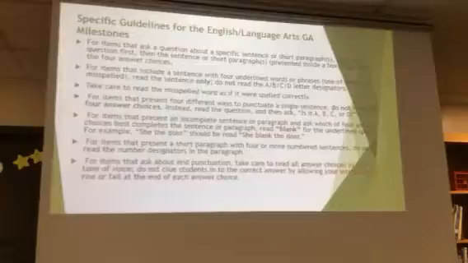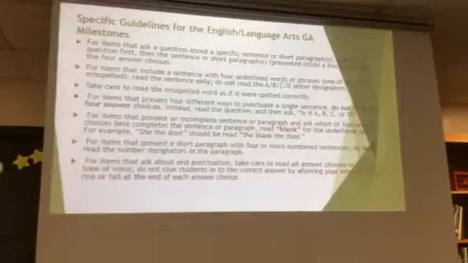Specific guidelines for the English Language Arts Georgia Milestones. All right, we're going to go through these, but hopefully you won't have to pay attention to this because they'll be online. For items that ask a question about a specific sentence or short paragraph, read the question first, then the sentence or short paragraph presented inside a box, and then the 4 answer choices. Usually those questions are formatted in that order anyway. For items that include a sentence with 4 underlined words or phrases, one of which is misspelled, read the sentence only. Do not read the A, B, C, D letter designators. Take care to read the misspelled word as if it were spelled correctly.